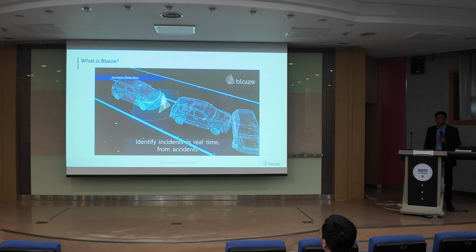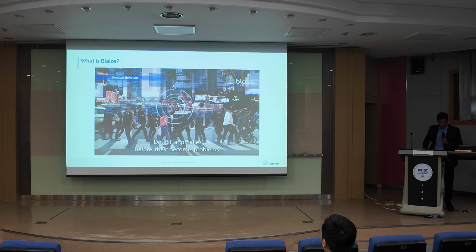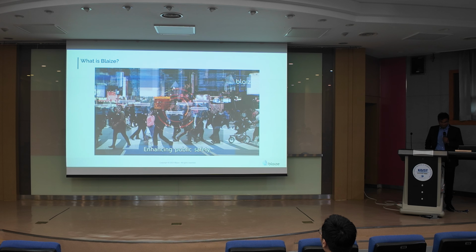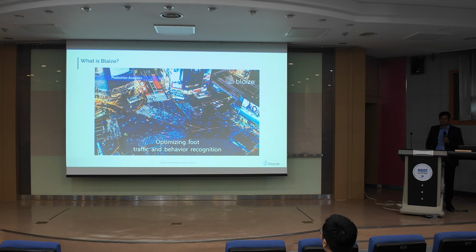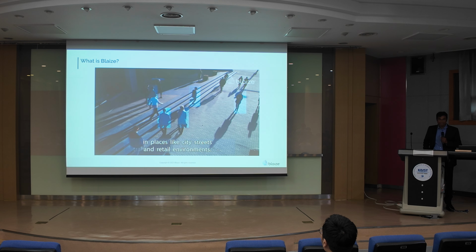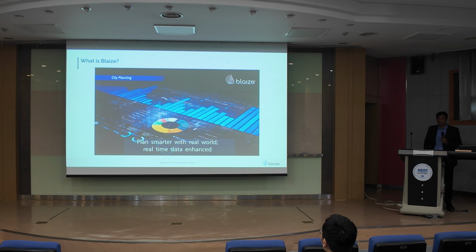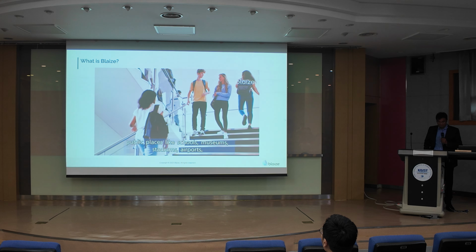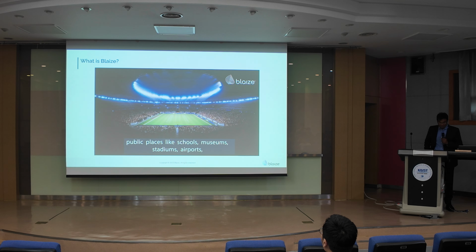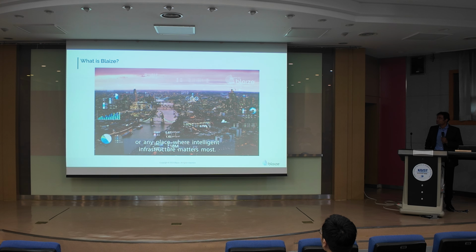Identify incidents in real time, from accidents to unauthorized activity. Detect anomalies before they become problems, enhancing public safety. Improve public spaces with pedestrian intelligence, optimizing foot traffic and behavior recognition in places like city streets and retail environments. Plan smarter with real-world, real-time data. Enhance public places like schools, museums, stadiums, airports, or any place where intelligent infrastructure matters most.